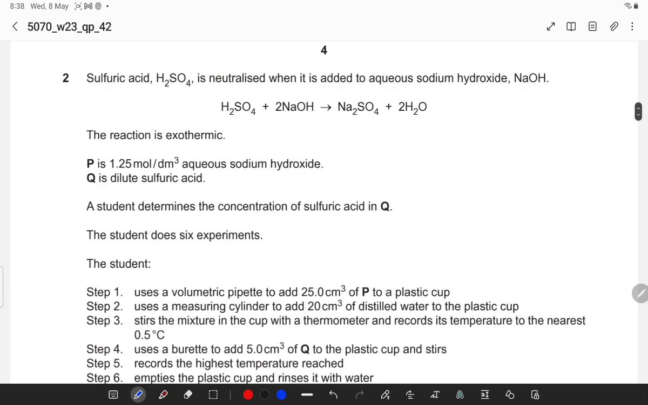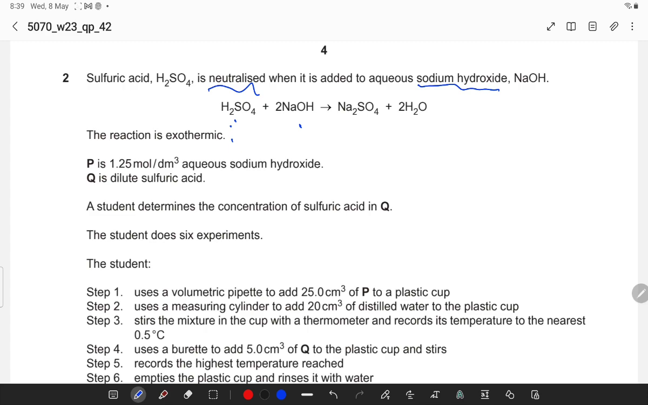Question number 2. Sulfuric acid is neutralized when it is added to aqueous sodium hydroxide. So this is the reaction. The reaction is exothermic. I have earlier discussed in the previous video that the neutralization reaction is exothermic. This is a neutralization reaction because acid neutralizes alkali and alkali neutralizes acid to form salt and water.